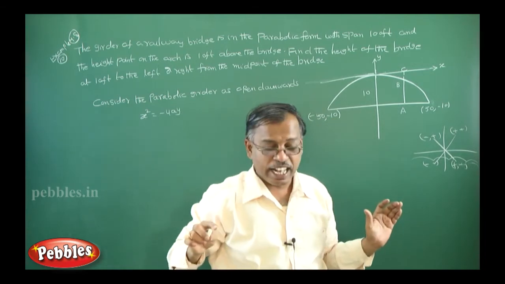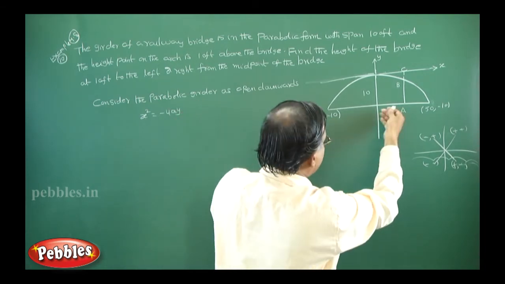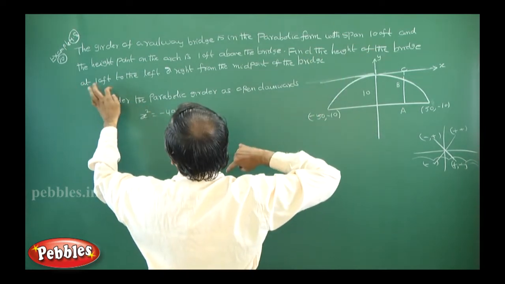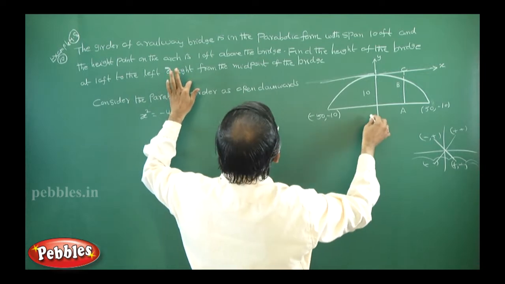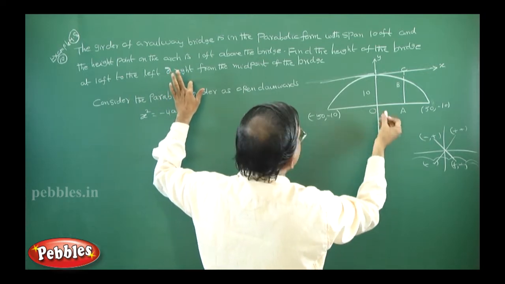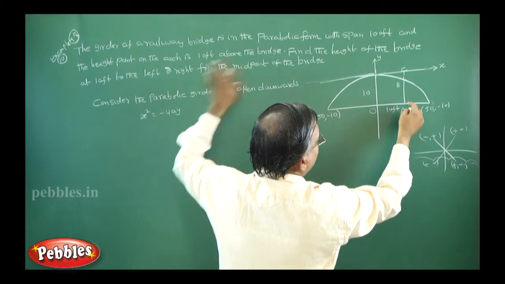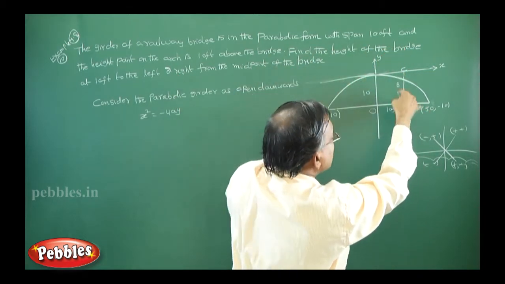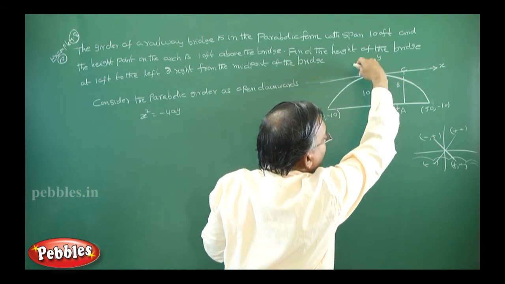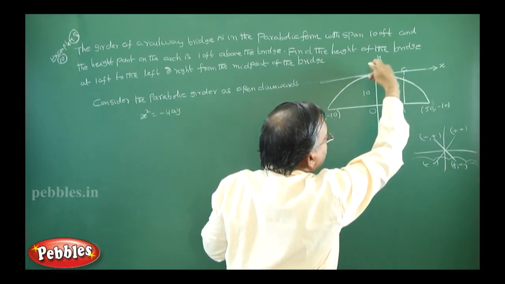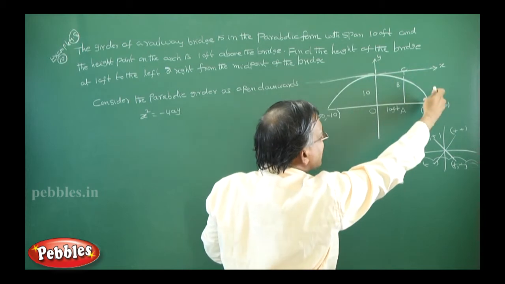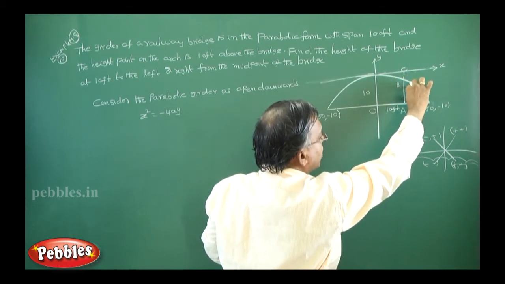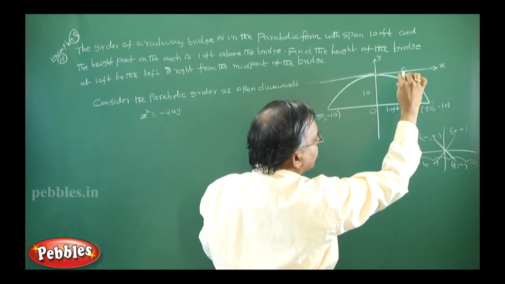So what do you need to find here? Suppose you move this side 10 feet. Find the height of the bridge at 10 feet to the left or right from the midpoint of the bridge. Suppose this is the midpoint O. If you move this side 10 feet, then what is the corresponding height of this bridge they are asking? Definitely it is less than 10 only, because the highest point itself is 10 feet. So as we move along the right or along the left, it is going to decrease. So at this point definitely the height is less than 10 only. So this AB value only you need to find, okay.